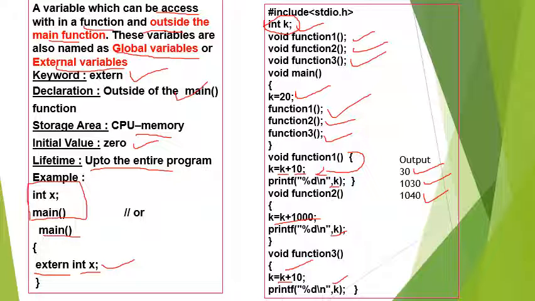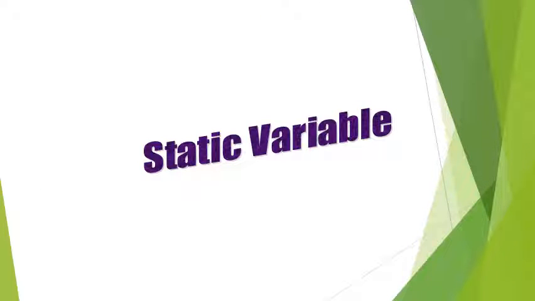But how many times it makes a difference will affect the value of that global variable. So the next one is static variable.